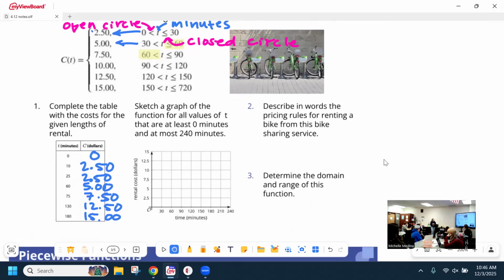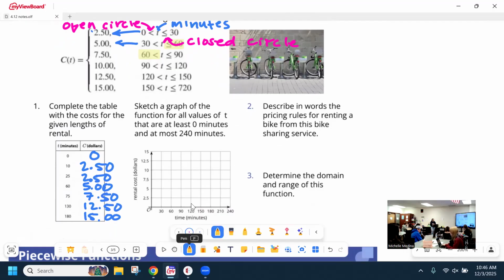Okay, so then we'll do 2 rows together and then I'll have you finish the graph yourself. So my first X values that it's talking about are 0 to 30, because this is 0 to 30 minutes. Here's where it is on my X-axis. That output is 2.50, but at the 0, I should have an open circle. At the 30, I should have a closed circle where that output is 2.50. And in between them should be a line because they're the same price from 0 up to 30.